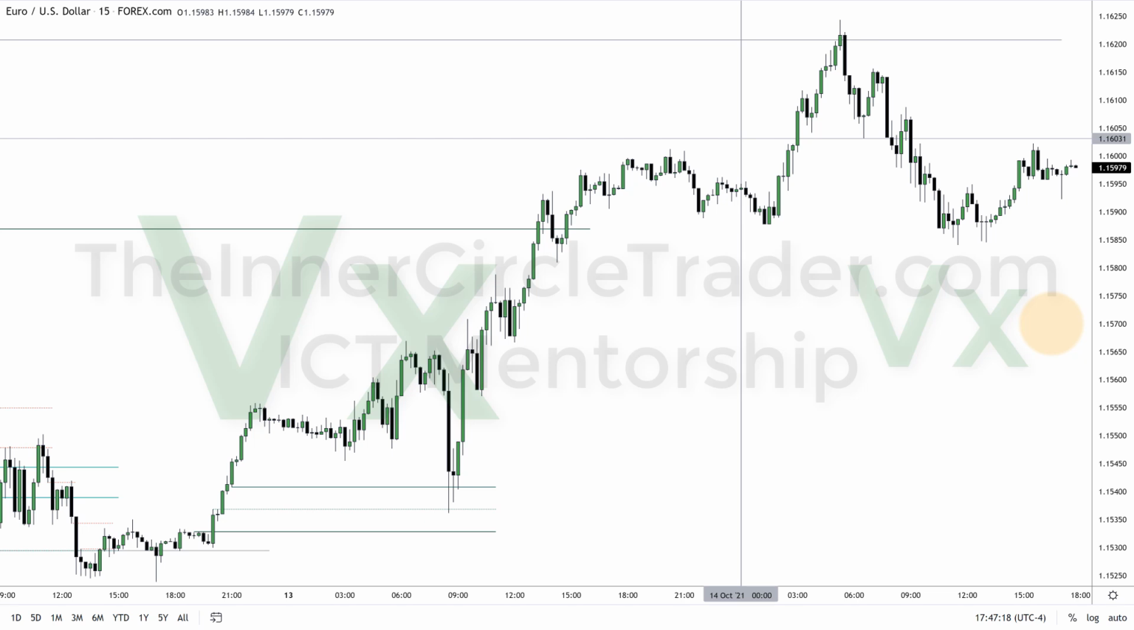15-minute time frame, euro dollar. Again, as I mentioned on the hourly chart, we swept the rejection block from the daily chart into the SIBI here. Optimal trade entry. Sells off another SIBI here, trades up into that institutional order flow entry drill.